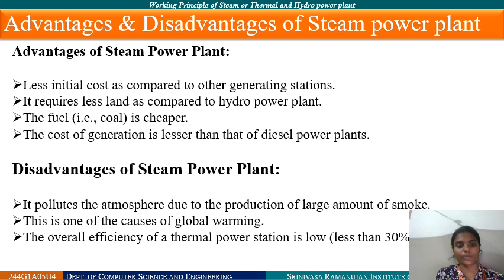Disadvantages of steam power plant: it pollutes the atmosphere due to the production of a large amount of smoke. This is one of the causes of global warming. The overall efficiency of a thermal power station is low, less than 30%.